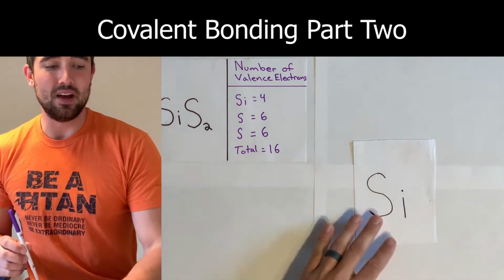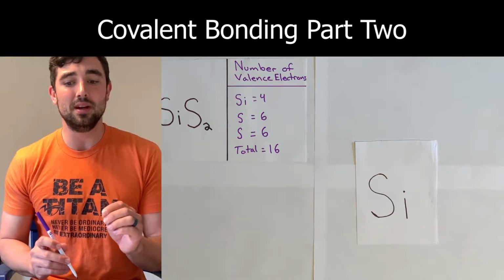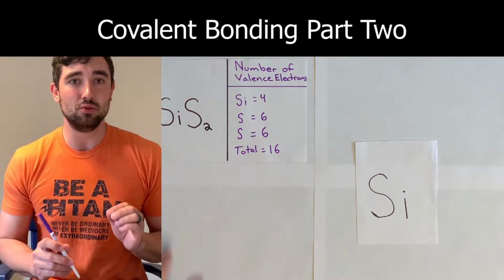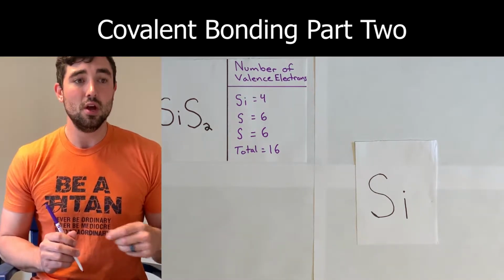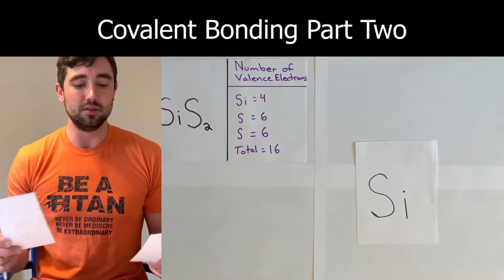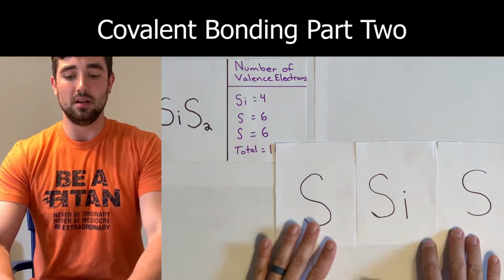Now we have Si out. And I put Si out first because it's going to be our central atom. It's our central atom because there's less of it in the actual molecular formula. We only have 1 silicon where we have 2 sulfurs. So most likely, the sulfurs are going to be the things that bond onto the central atom of silicon.